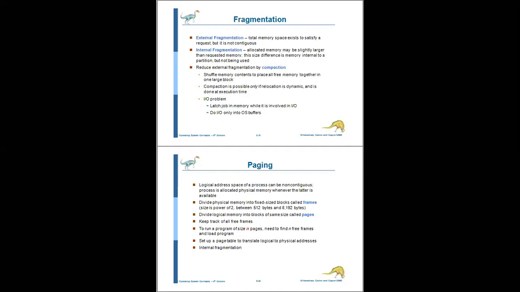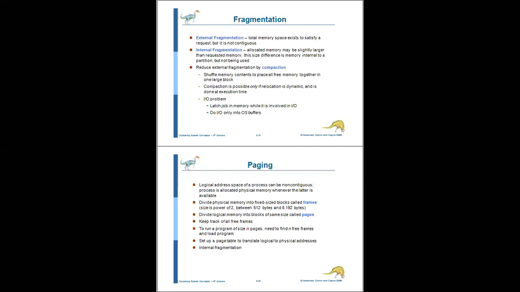A physical memory can be divided into fixed size blocks called frames. Here the size is a power of 2, for example 2 power 8 means 256 bytes. That is the range, the size of power of 2. So we divide the physical memory into fixed size blocks called frames.